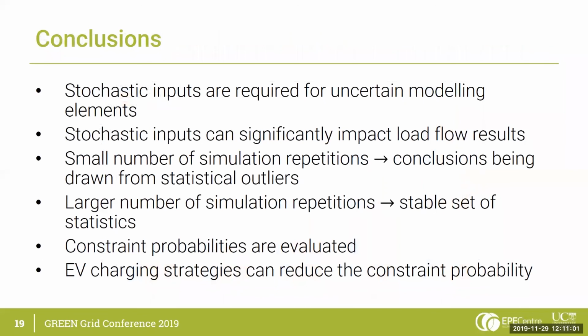Okay, so that's just about it from me. I'll round things up with some quick conclusions. We've seen that while stochastic inputs are necessary in order to capture uncertain elements within modelling, they can significantly impact load flow results. Running only a small number of simulation repetitions can result in conclusions being drawn from statistical outliers. Running a larger number of repetitions produces a stable set of statistics. And from these statistics, we can interpret the probability of network constraints arising. And we've shown that by utilizing different EV charging strategies, we can reduce these constraint probabilities.